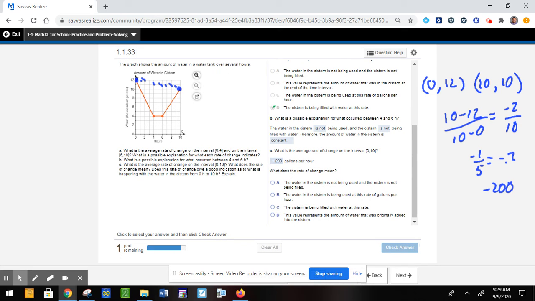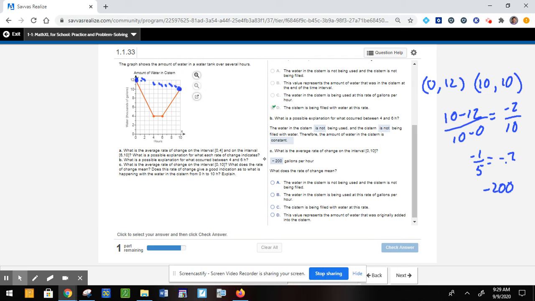All right, what does this rate of change mean? Well, let's read the answer choices, then we can talk it out. The water in the cistern is not being used, and the cistern is not being filled. Well, obviously, there was some change, right? So answer choice A is not true. The only way that would potentially be true is if the average rate of change was 0. But even still, if you emptied it and filled it and it ended up being back where it started, that doesn't necessarily mean that it wasn't being used at all in between. All right, but answer choice A is out.